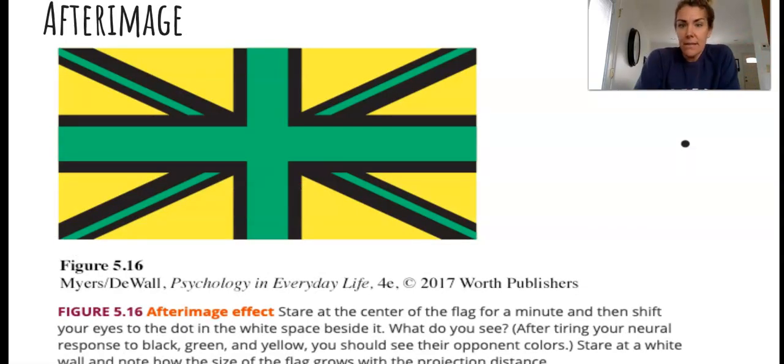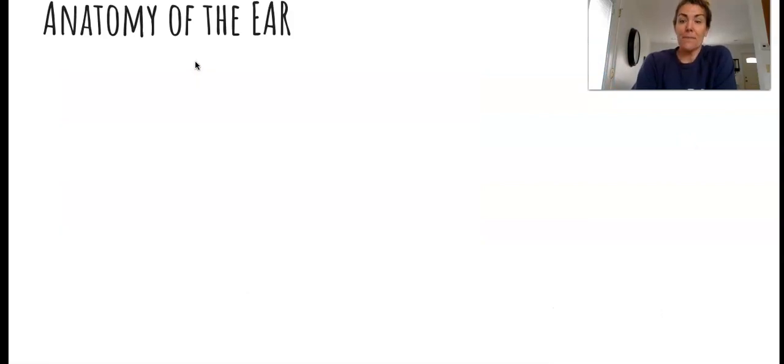And we did this in class. If you stare at this image of the flag for about 30 seconds, and then you look at this dot on a white page, you're going to see the afterimages from that. Okay, and again, it's the brain explaining how we sense and perceive all this data that we come across every day. Okay, so I'm going to leave you there.